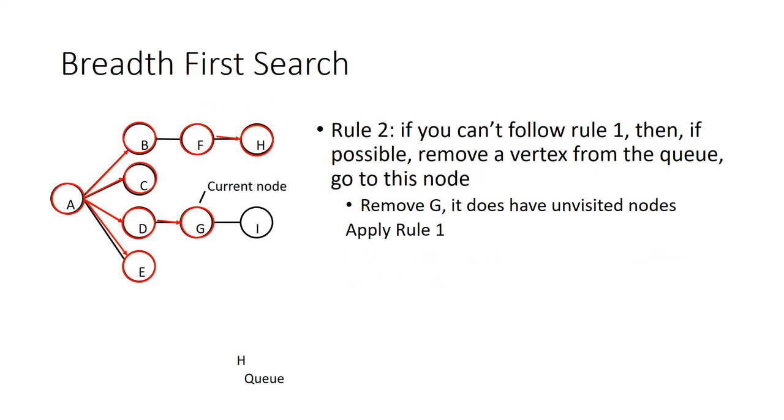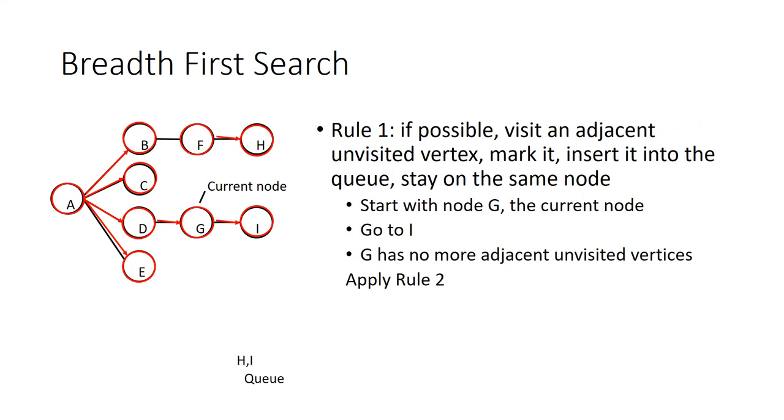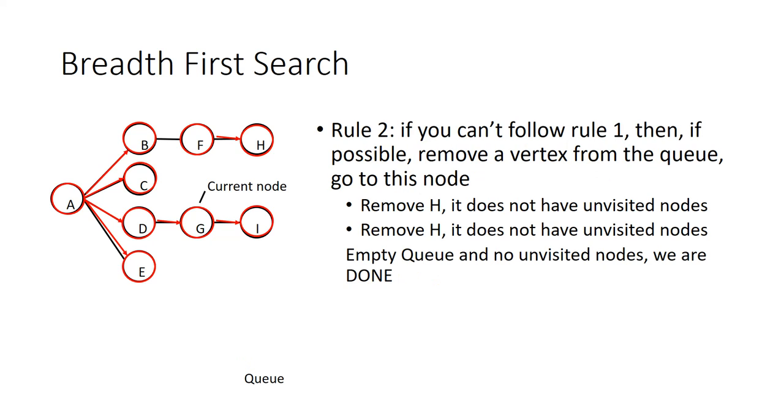I take something off the queue, and I get G off the queue. So I remove G, and that has an unvisited node, so I go and I apply rule 1. So with rule 1 from G, I go and I visit I, and I mark I, and I put it on the queue. And I ask if there's any place else I can go to from G, and there's not. So I take the next thing, I go to rule 2, and I take something off the queue. So I remove H, but it doesn't have an unvisited node. I got another little bug in the slide here. I'm removing H twice, which obviously I can't do. But at this point, I've got an empty queue, and I have no unvisited nodes.